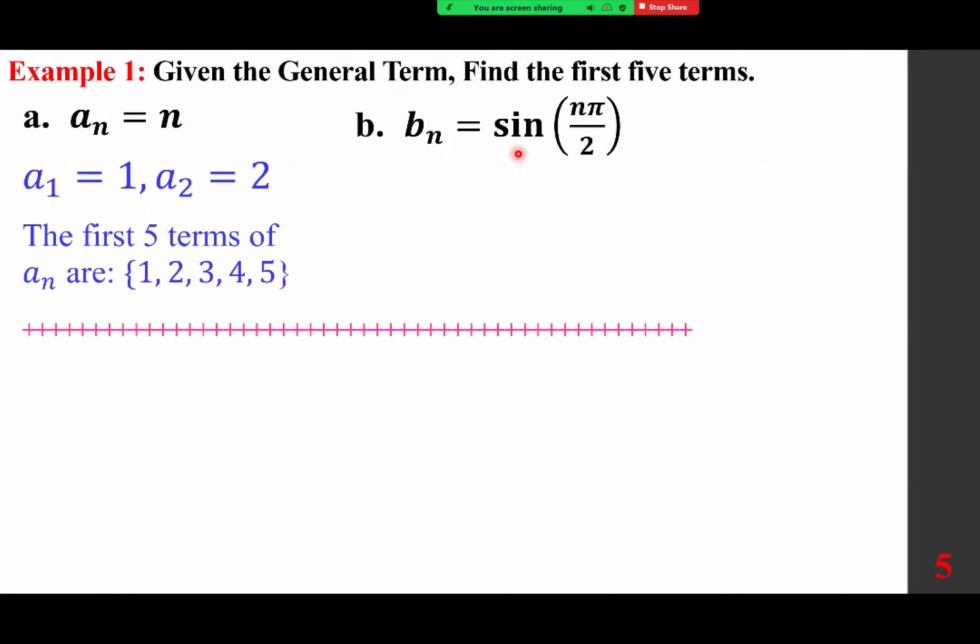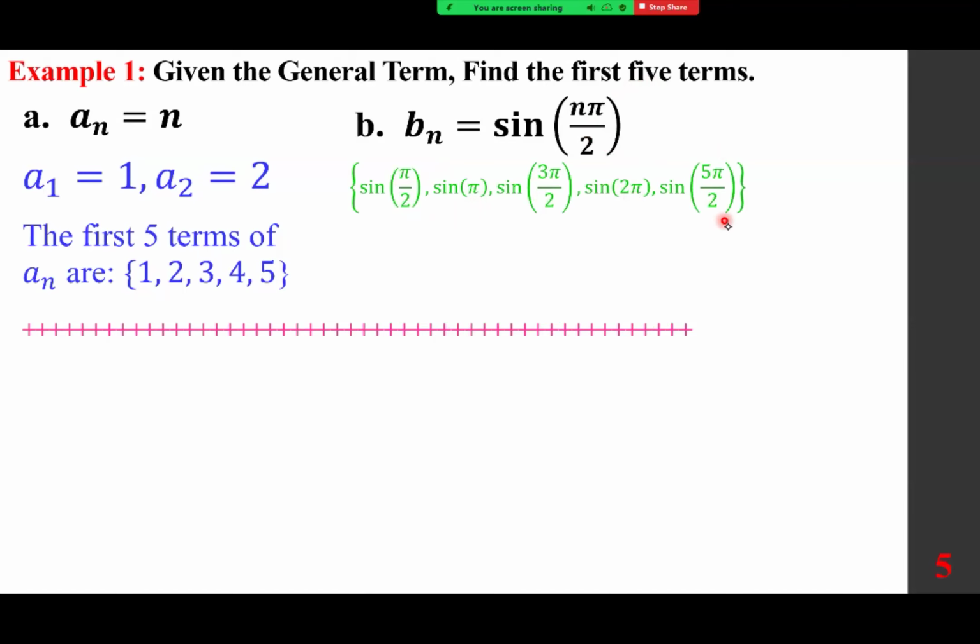This one, let b sub n be sine of n pi over 2. Replace the n with 1, all the way to 5. So pi over 2, 2 pi over 2 or pi, 3 pi over 2, 4 pi over 2 or 2 pi, 5 pi over 2.